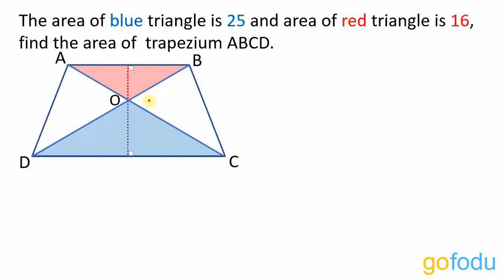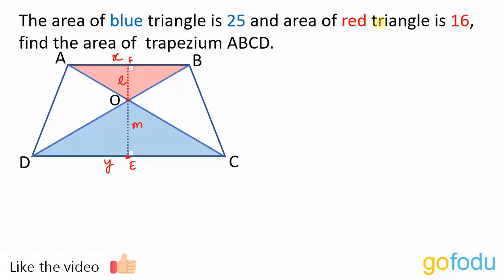Let's use some variables so that we can avoid writing these lengths again and again. The length of AB I am taking as X. The length of CD is Y. This red triangle has a height of L units, and this blue triangle has a height of M units, from point O to point E, and this point is F. So OE is M and OF is L.